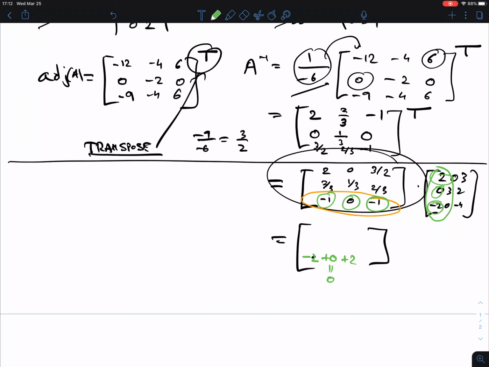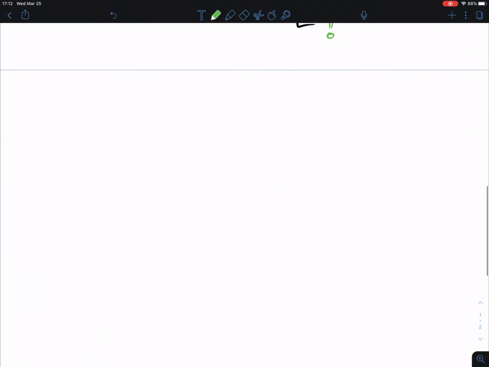That's good, right? Because this has to be the identity matrix. So at least one of the elements is correct. You can now check the other ones. Okay.